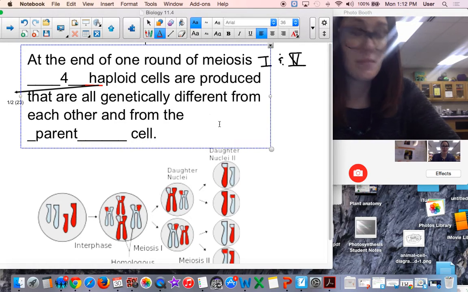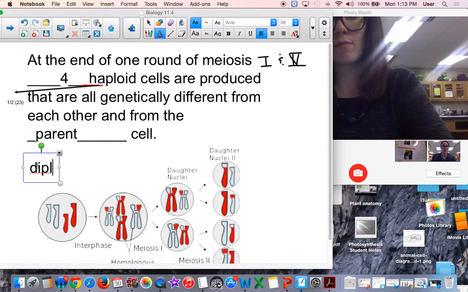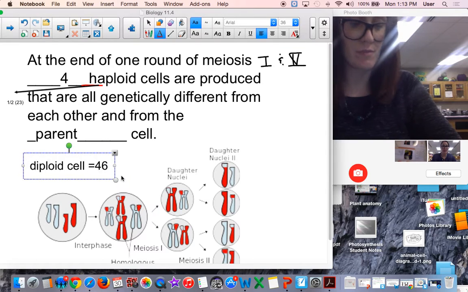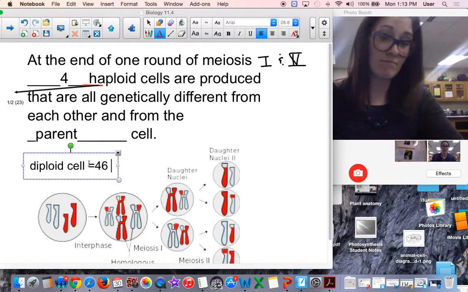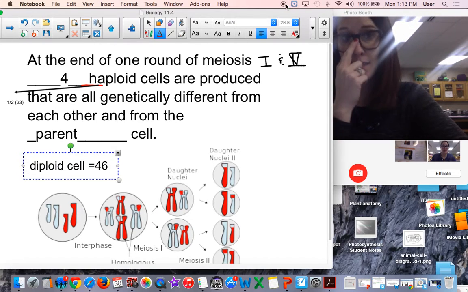Also write down, not a huge deal, but I don't want it to confuse you, the word diploid. You might have seen it in the reading. A diploid cell just means it has 46 chromosomes. So haploid is half the number of chromosomes. Diploid is complete set of chromosomes. Or in case of humans, 46.